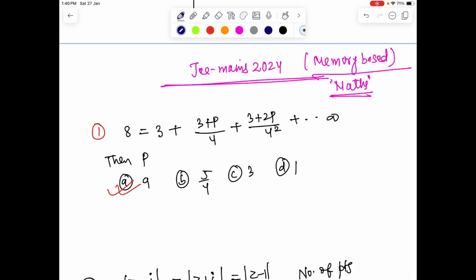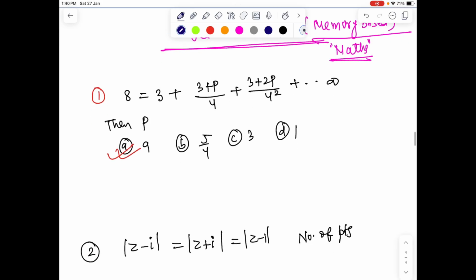The problems from JEE Mains conducted today from the morning session. I'll give you exposure of the problems and let's quickly go through them. The first question was 8 equals 3 plus p by 4 plus 1 square, till infinity. We need to find the value of p.